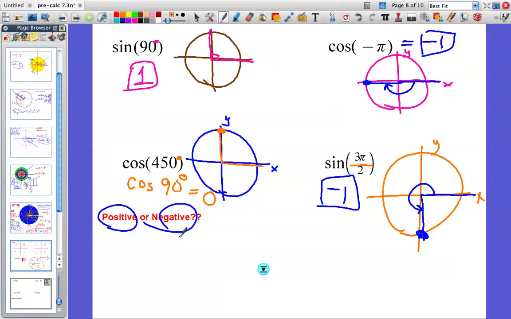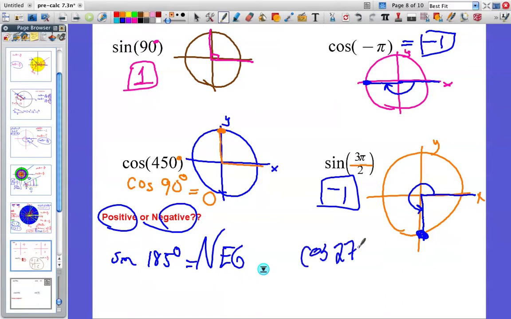Do some comparisons. So for example, if I said, what's the sine of 185 degrees? I would hope you could tell me if that's positive or negative. Not what the answer is, only if it's positive or negative. Negative. Because you're in quadrant 3, so you know that would be negative. Okay? How about the cosine of 272 degrees? What quadrant are you in? You're in quadrant 4, and it's the x, so it would have to be positive.